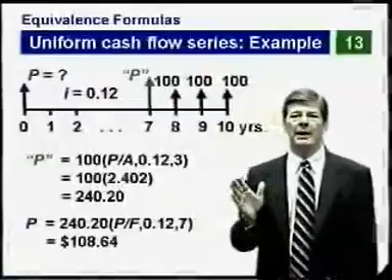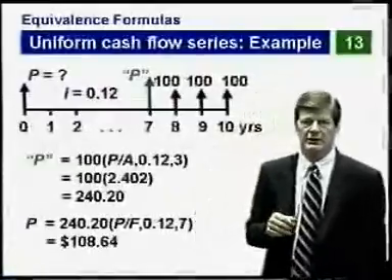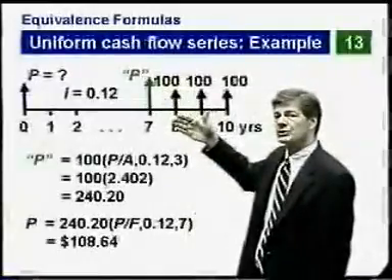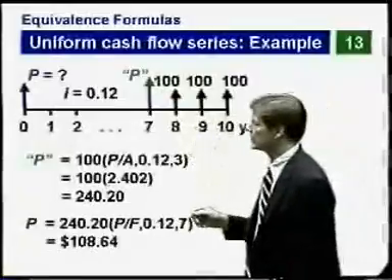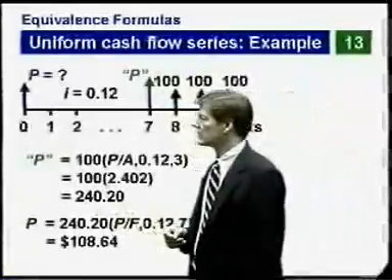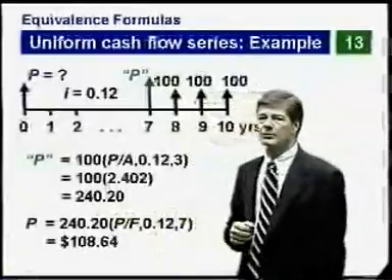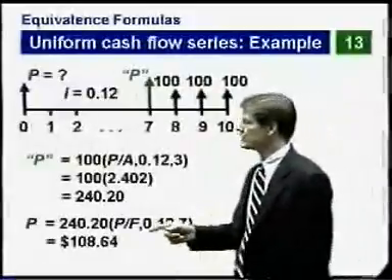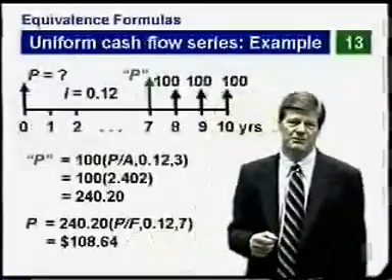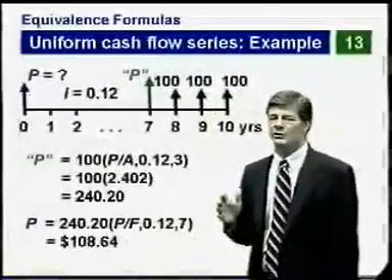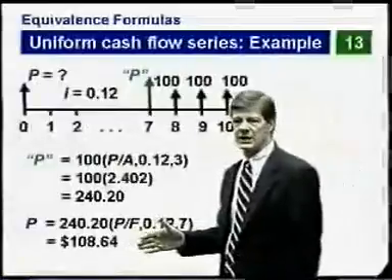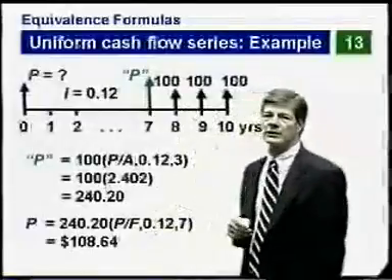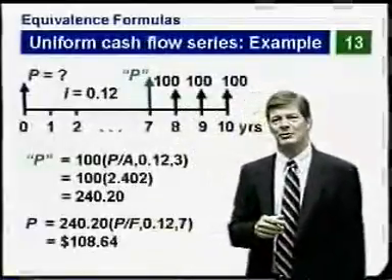But I want this amount back at time 0, not at time 7. So now I will treat this present amount as a future amount, use the single cash flow model, and move it back 7 periods. So I'll treat it as a future amount, $240.20, use the single cash flow model, find P, given F, and I can invest at 12% per year for 7 periods, which results in $108.64. In other words, you would be indifferent between receiving $108.64 today or receiving $100 each year for 3 years, starting in the 8th period, provided you could invest at 12% per year.